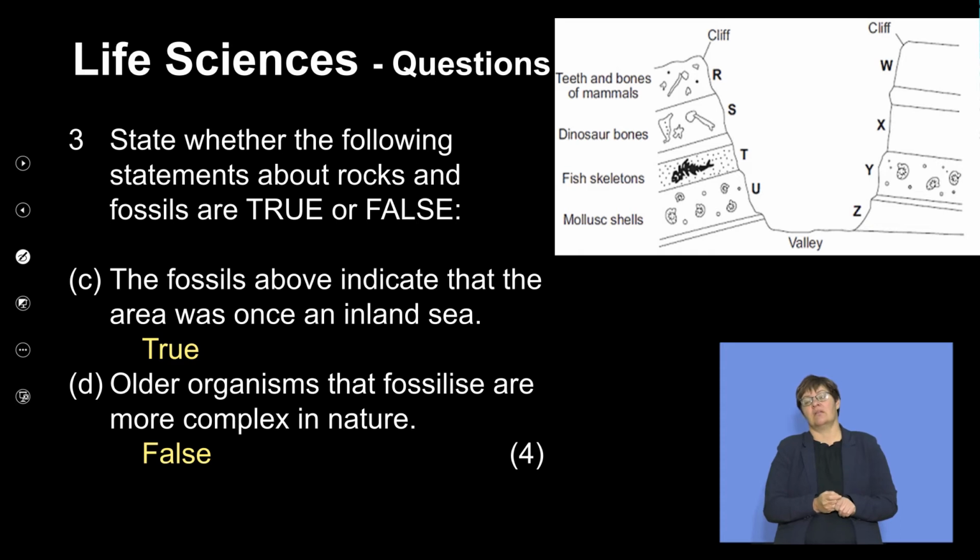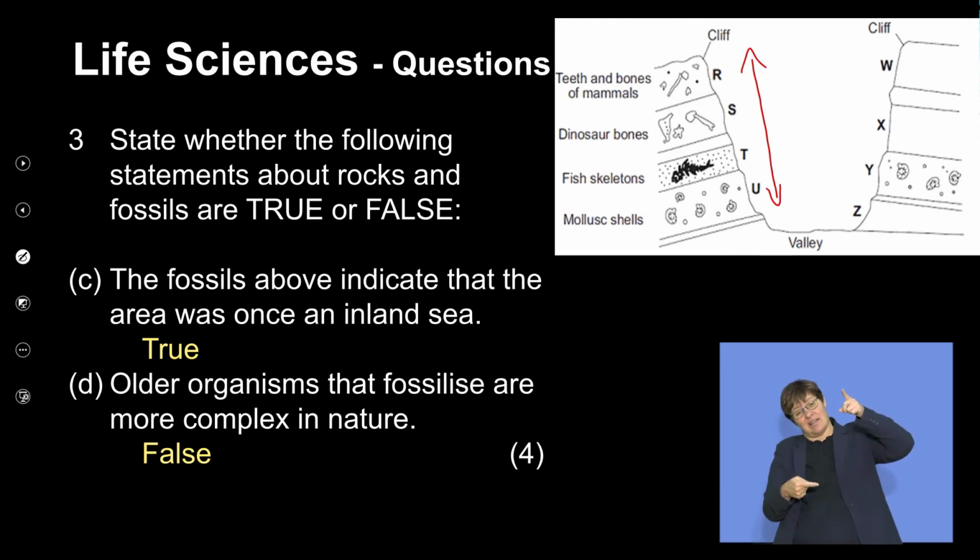And the next one, the older organisms that fossilize are more complex in nature. Most definitely not, because when we looked at the geological time scale, where were the simplest organisms? The simplest organisms were at the bottom, and the more complex organisms were near the top.